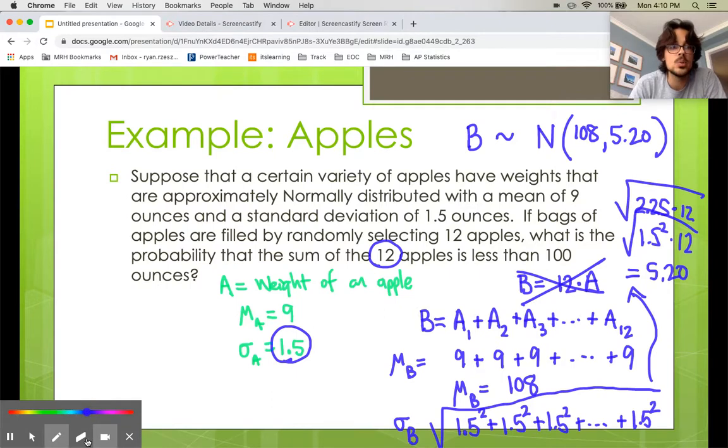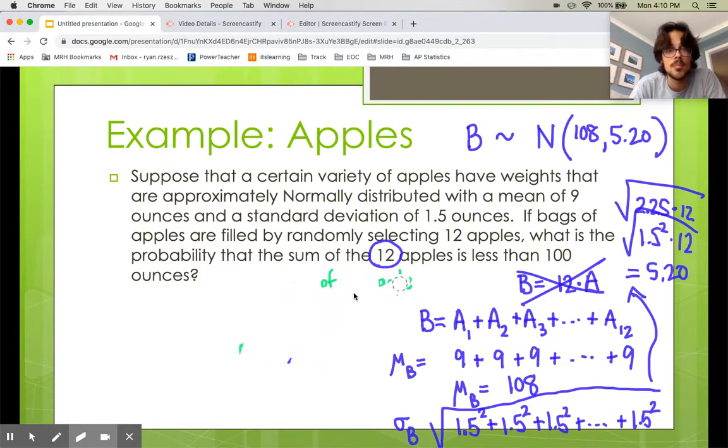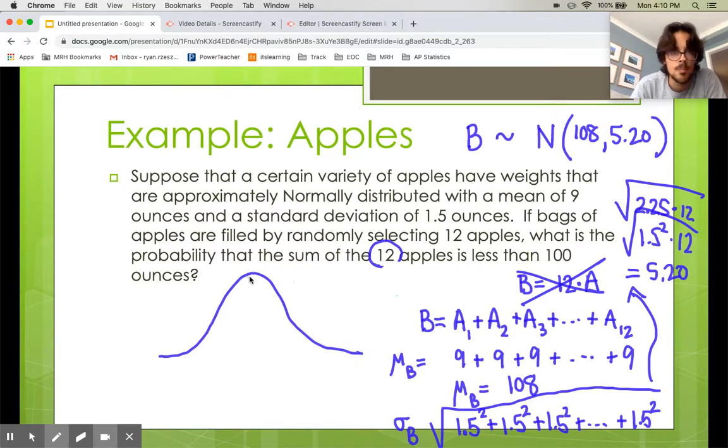Now, they made us do even more than what I just did right there. They ask us to find a probability. They ask us, what is the probability that all 12 apples, so that's the bag that I've got going on right here, is less than 100 ounces. So what I would do is draw myself a normal curve. My mean for B, so B is the bag weights, is 108. The standard deviation for B is that 5.20, and they're asking about the probability of less than 100.